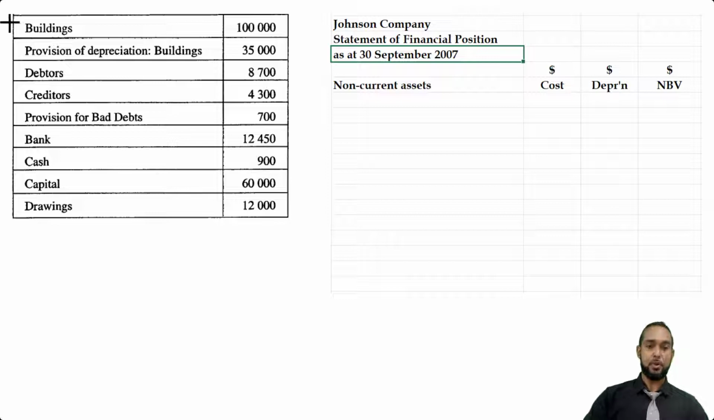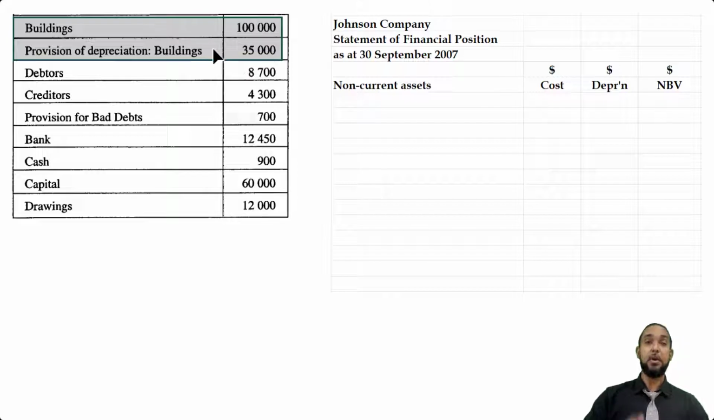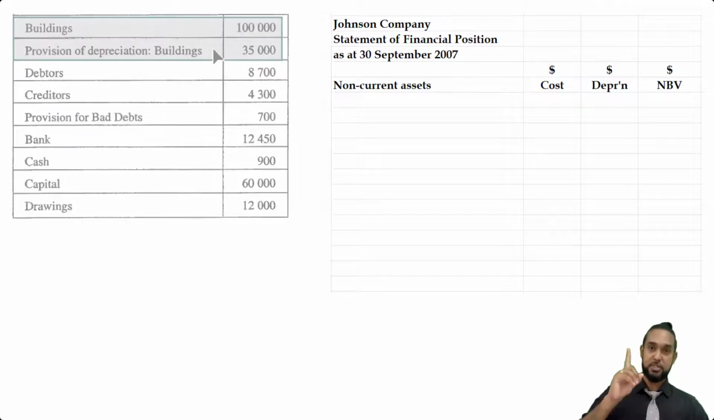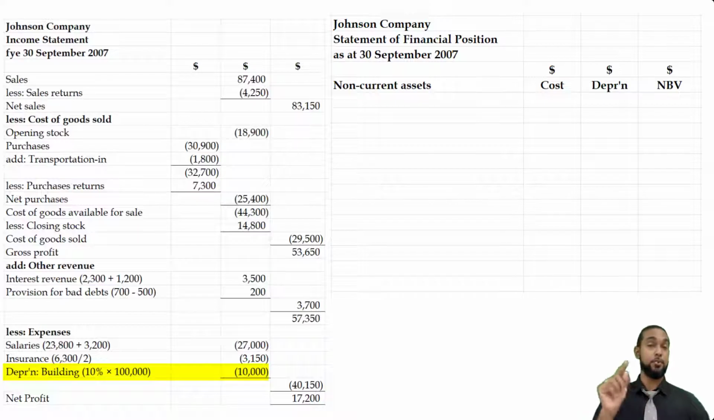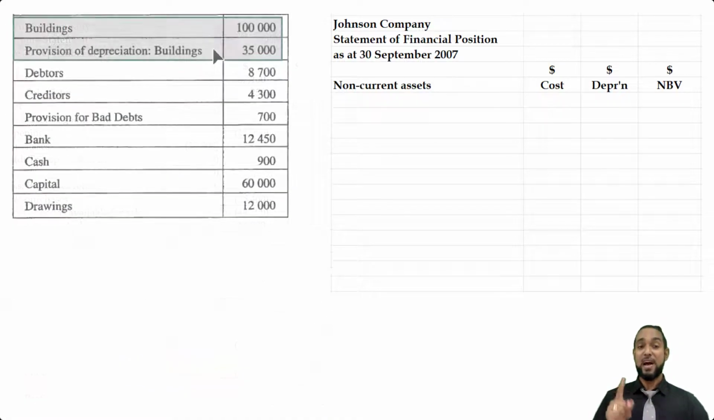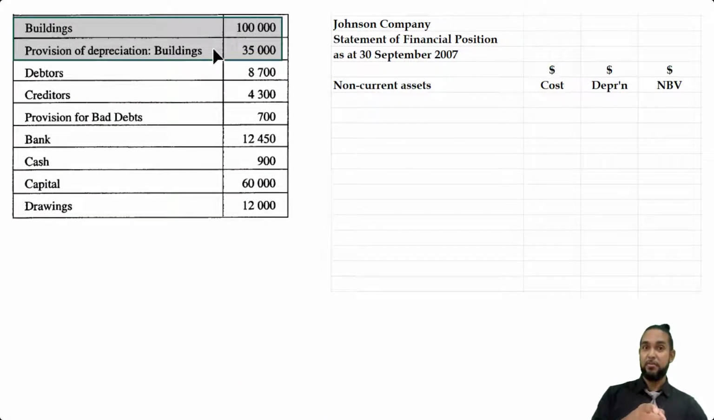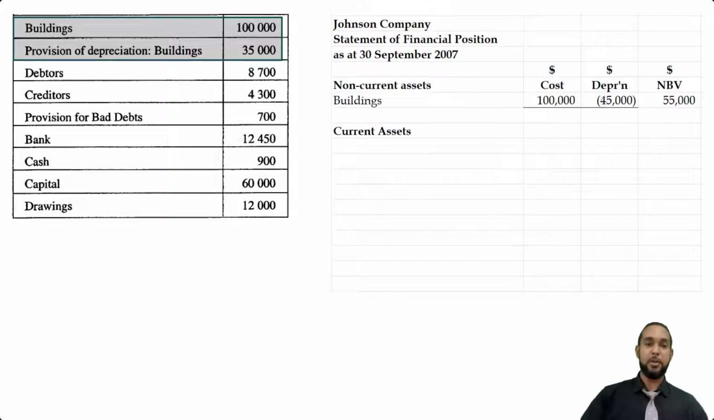Now, we only had one non-current asset, which was the buildings of 100,000, and we had the provision for depreciation given as 35. But don't forget, the last expense we calculated in the income statement we just did was the current year's provision for depreciation on the building of 10,000. We have to add that 10,000 to this 35 to get the total, the new balance for depreciation going forward. So that's going to give us 45,000. So 100,000 minus 45,000 is 55,000. Next, we're going to deal with the current assets.